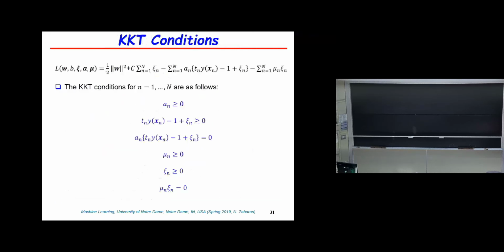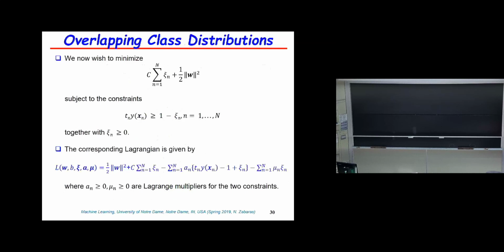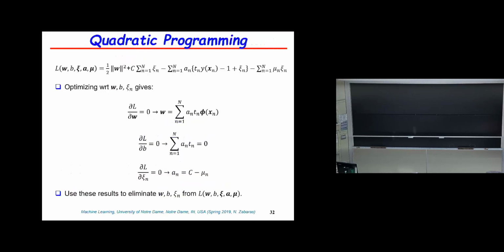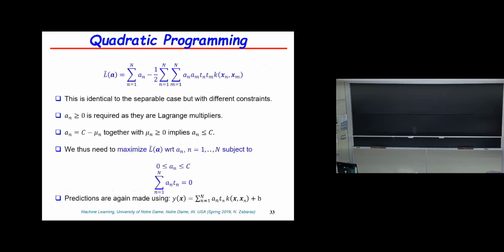The inverse of C plays the role of a regularization parameter. Can you see that? Because usually when we do optimization and we regularize with this norm of w squared, that's where we put the regularization. So you can think of 1 over C as being a regularization parameter. Alpha n is between 0 and C, and then alpha n times tn equals 0. And again, the predictions, as we discussed, involve a very small subset of these points alpha n.